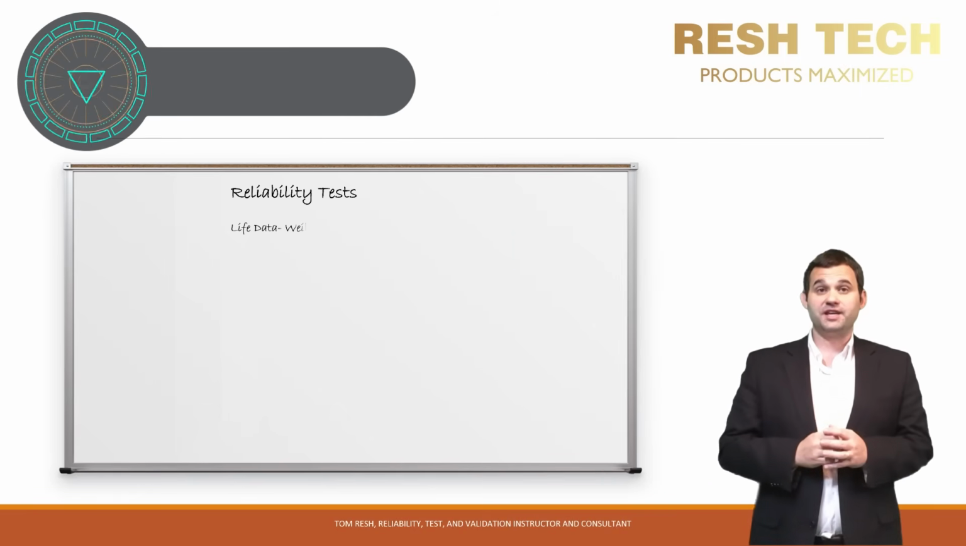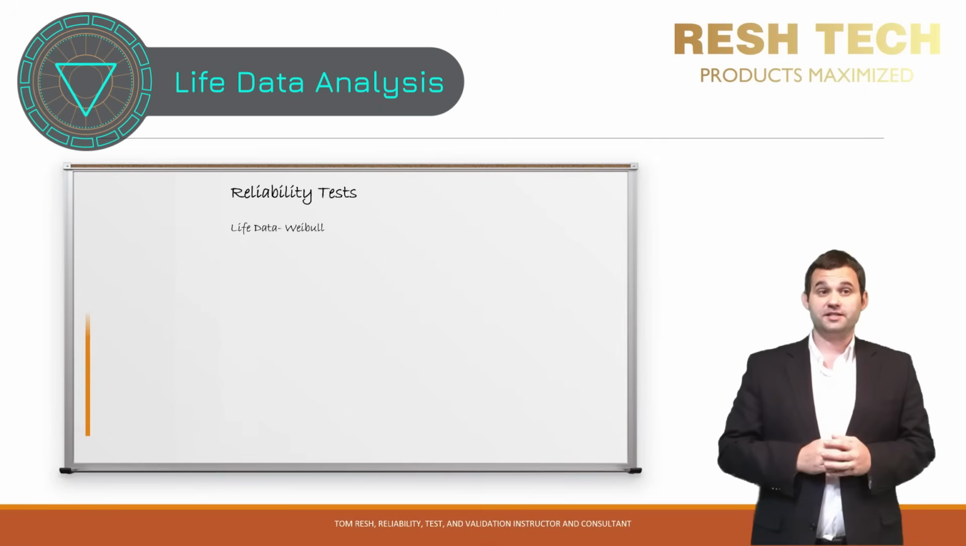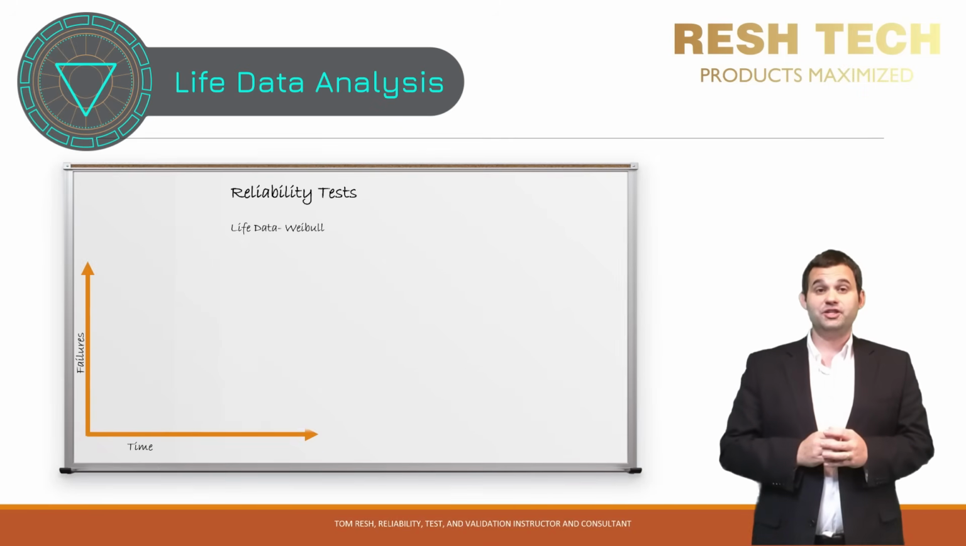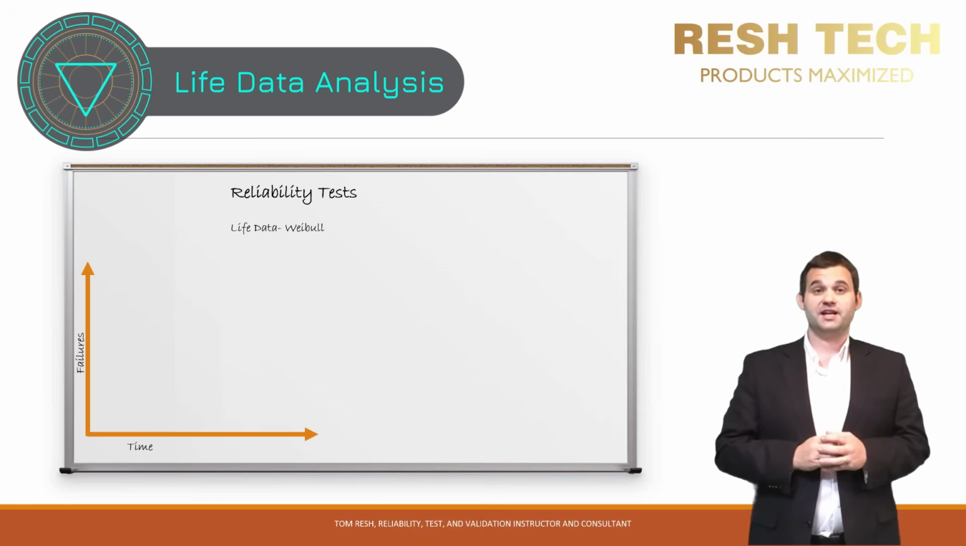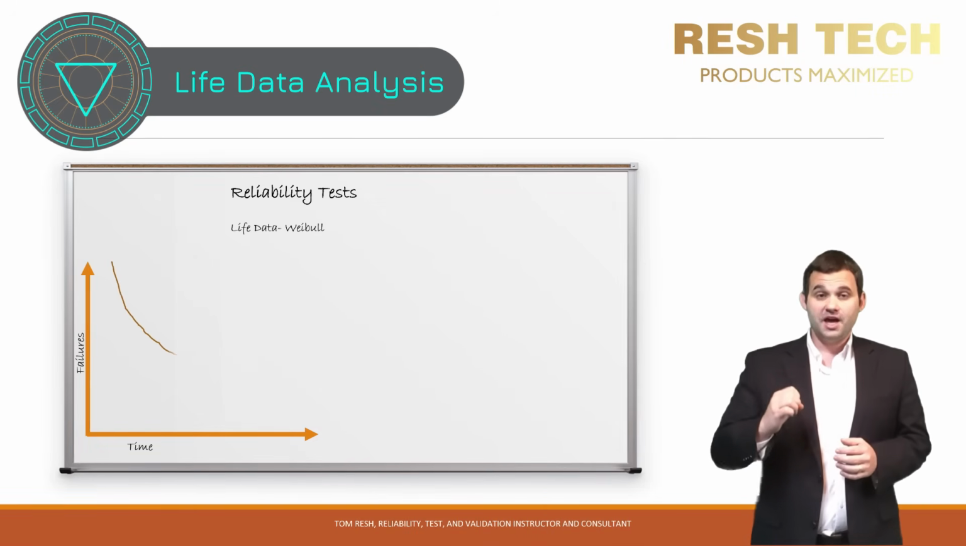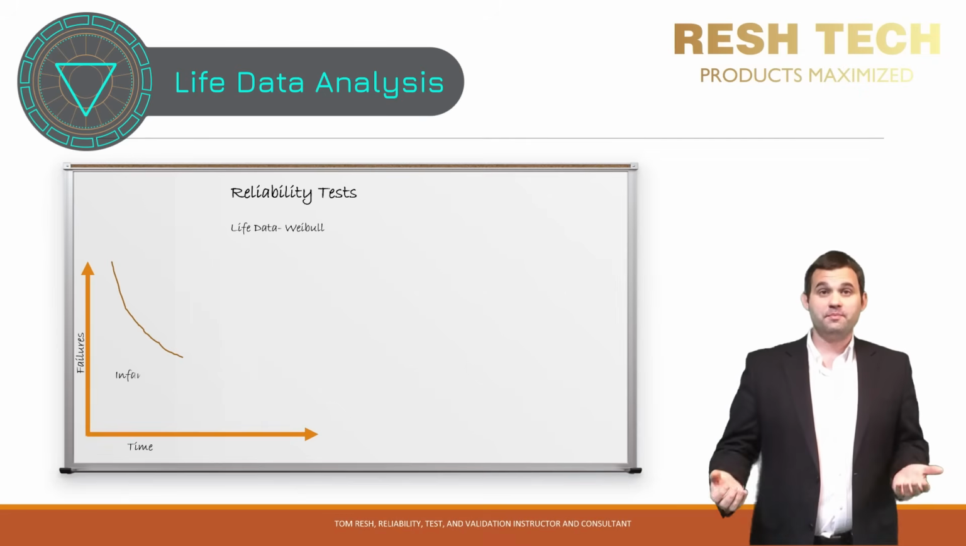Let's look at how life data is modeled and analyzed. Life data does not fit into a normal distribution typically, which is why you will often hear the term Weibull or Weibull analysis when someone refers to life data analysis. Weibull curves are plotted against a vertical axis, which represents failures, and a horizontal axis, which represents time. Here is an example of Weibull curves.